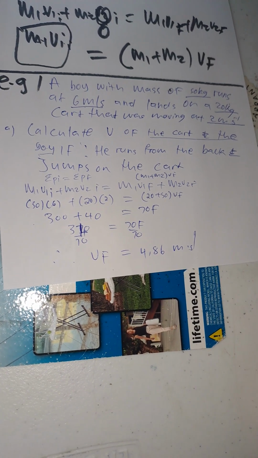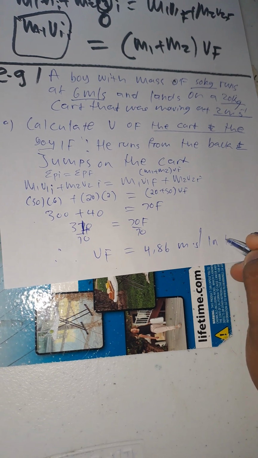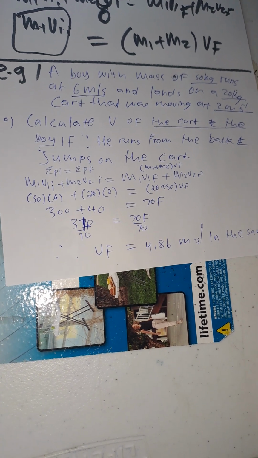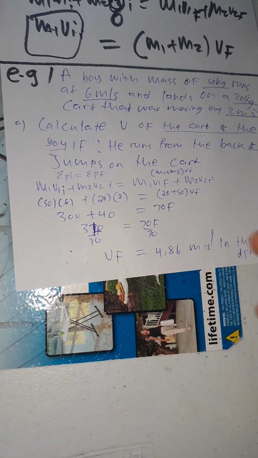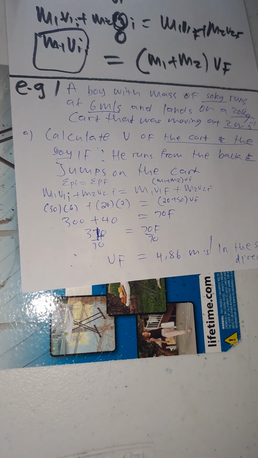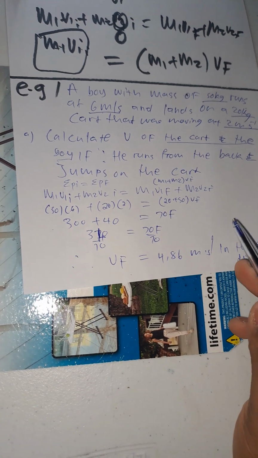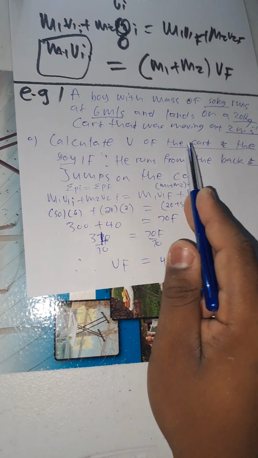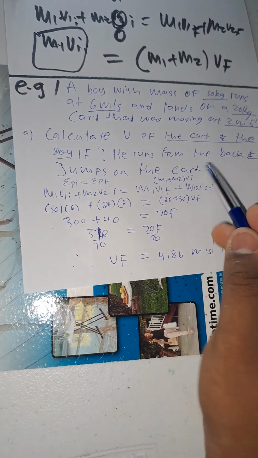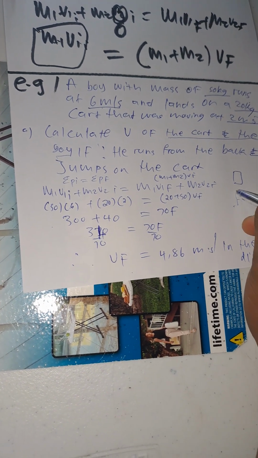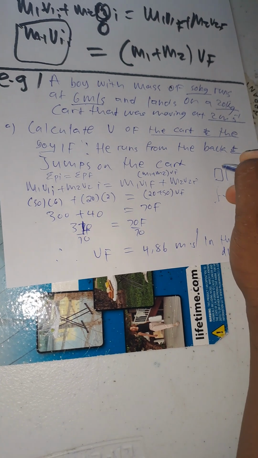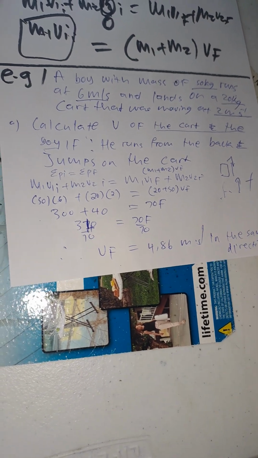You have to write the direction, so you can say in the same direction, because I'm not sure if he's moving to the west or to the right. But since you are told to calculate the velocity of the cart and the boy if he runs from the back, here's the skateboard and here's the boy. If he runs from there, this thing is going there and he's also going there. So everything is positive.